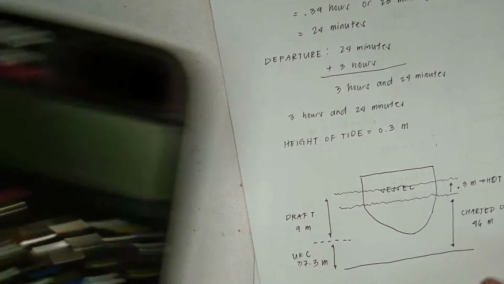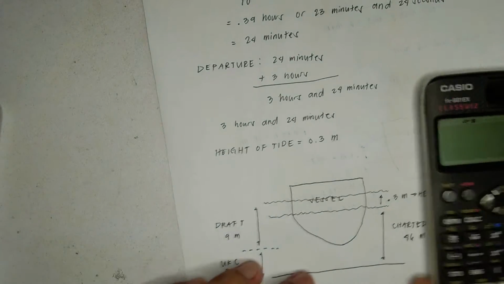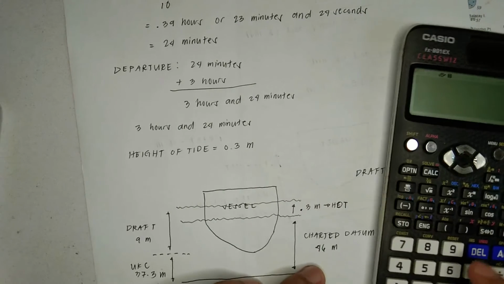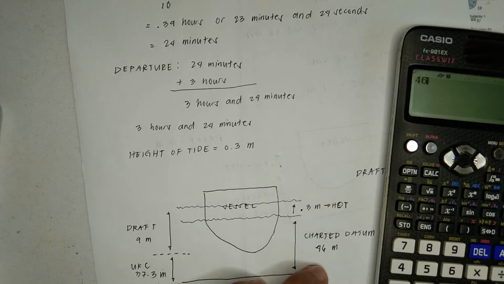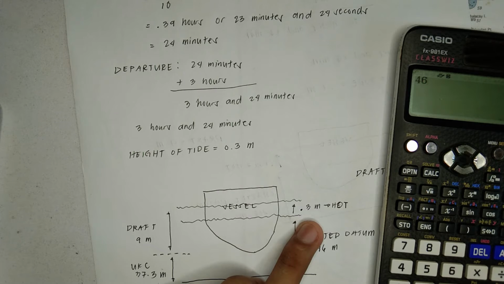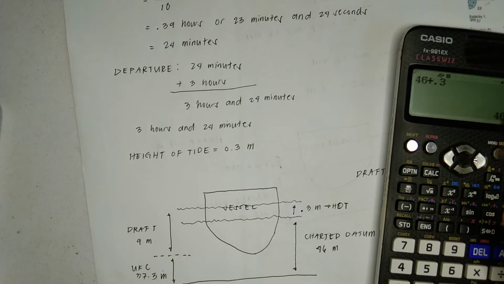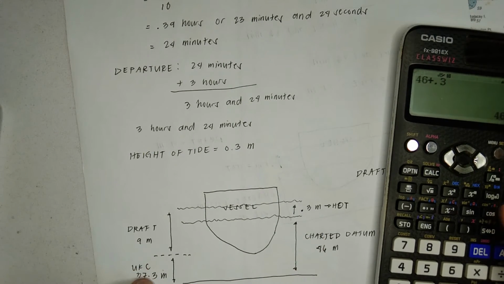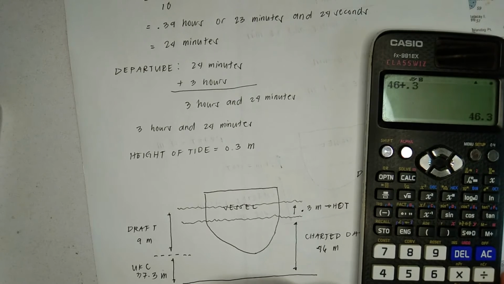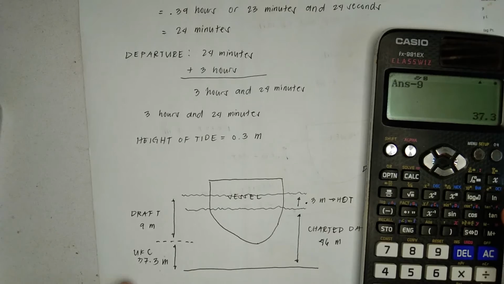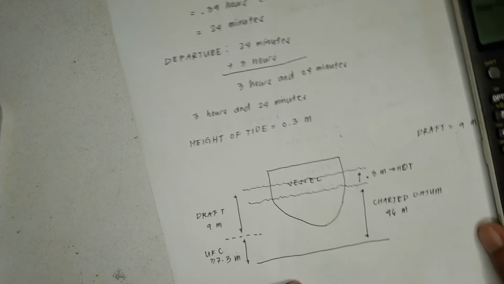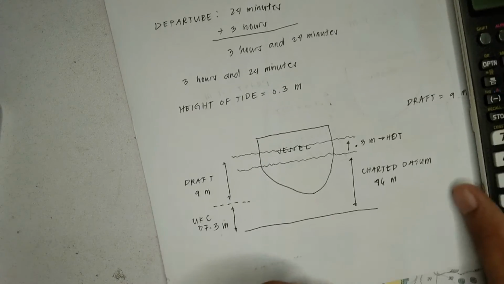So in order for us to get the UKC, since we have a charted datum of 46, and then we have a height of tide of 0.3, therefore we add 0.3, which is equal to 46.3. Then this 46.3 we subtract with the draft of the vessel of 9. Therefore, we got 37.3 meters of underkeel clearance of this vessel. And that will be in the Virac Bank.